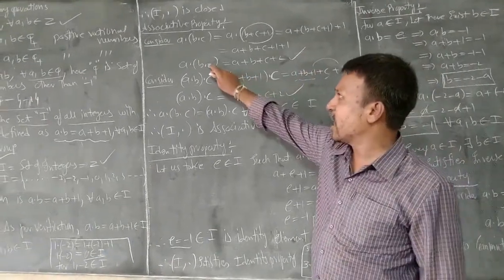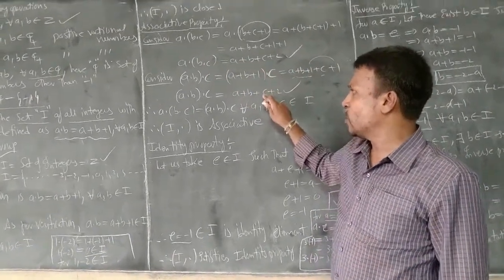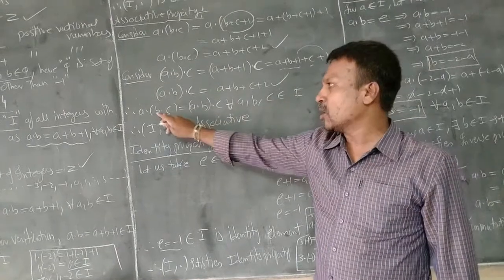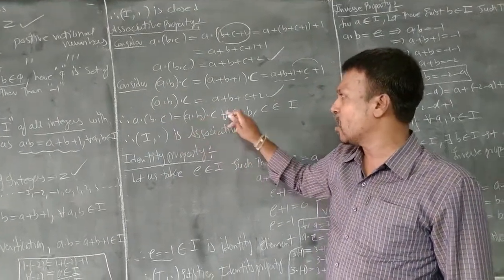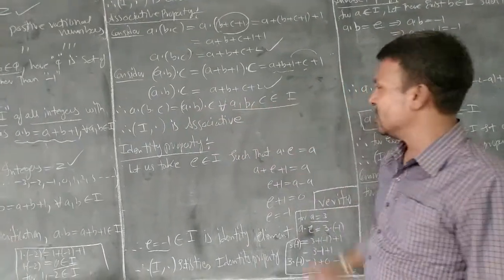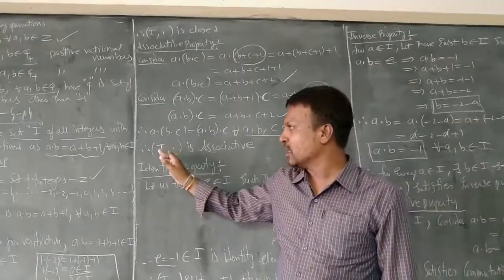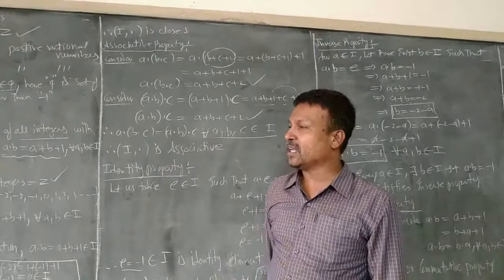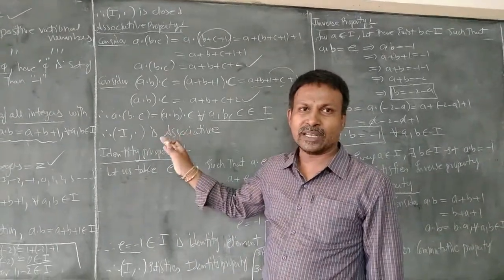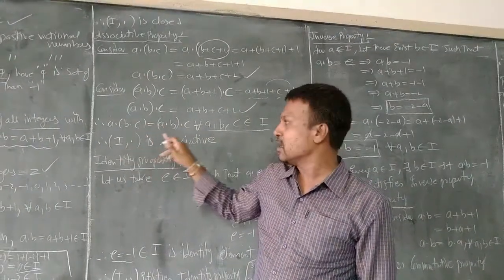Therefore, the left hand side value is the same as the right hand side value. Therefore, a dot of b dot c is equal to a dot b of dot c for every a, b, c belongs to the set of integers I. Therefore, here we can conclude that I dot is associative. That is, I satisfies the associative property with respect to the given binary operation dot.